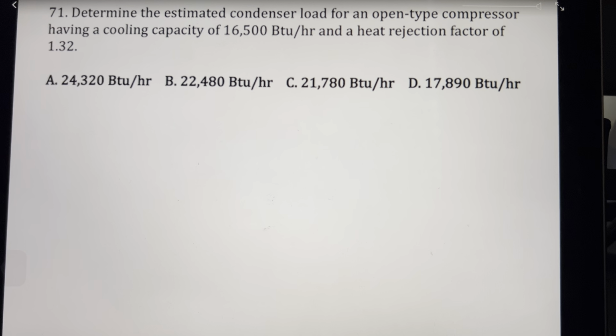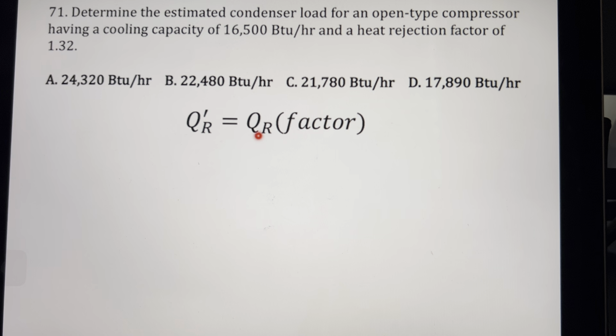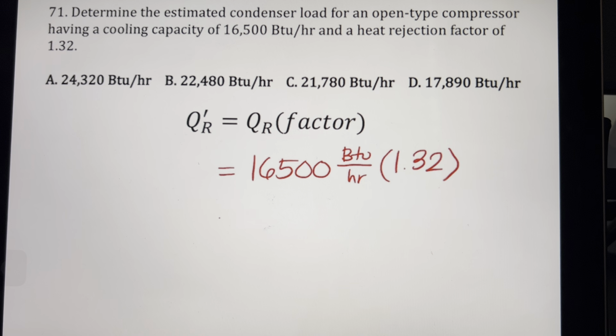Determine the estimated condenser load for an open-type compressor having a cooling capacity of 16,500 BTU per hour and a heat rejection factor of 1.32. So for the condenser load, if the heat rejection factor is to be considered, it is equivalent to the cooling capacity QR times the factor given. So our QR is actually 16,500 BTU per hour multiplied by the heat rejection factor 1.32.